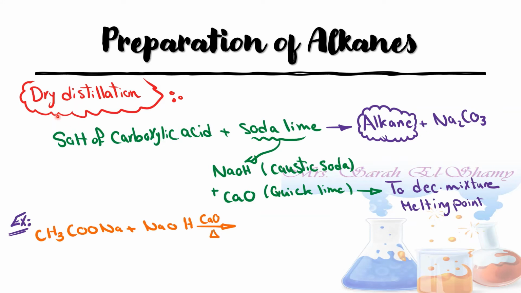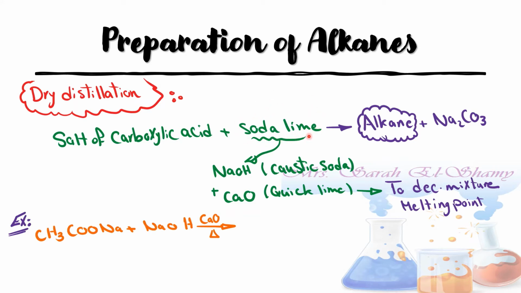It's our time to prepare the alkanes in the lab. How can we prepare alkanes in the lab? We can prepare them by a process which is called dry distillation. How can we make this dry distillation process? You just put the salt of the carboxylic acid plus something which we call soda lime.